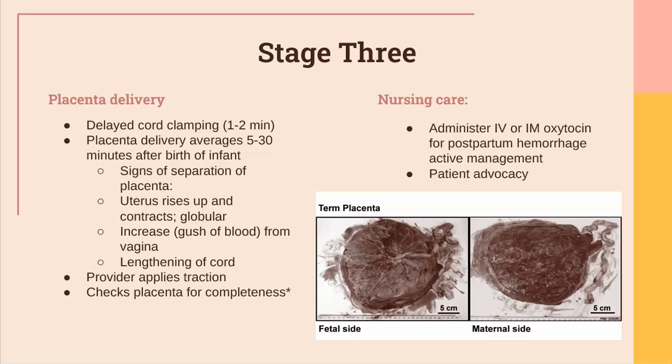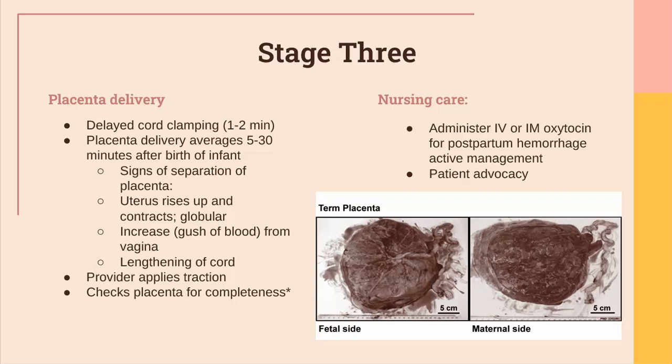So stage 3 is the placenta delivery. So again, we talked about delayed cord clamping. Most of the hospitals around here do that because there is evidence to show that that's beneficial to baby. The placenta delivers about 5 to 30 minutes after the birth, sometimes sooner than that.